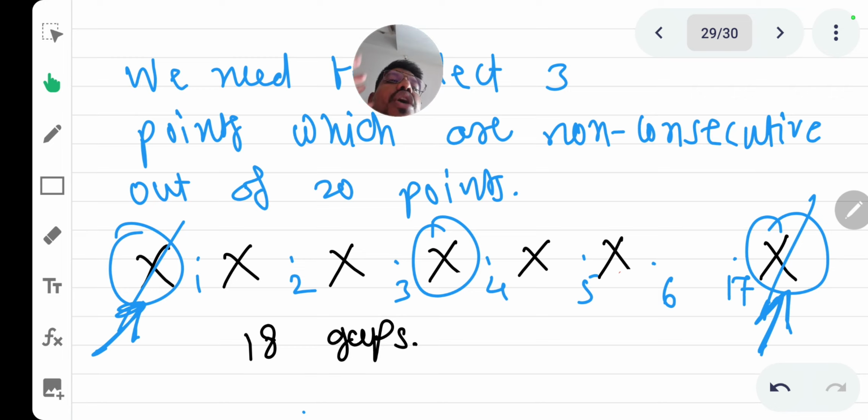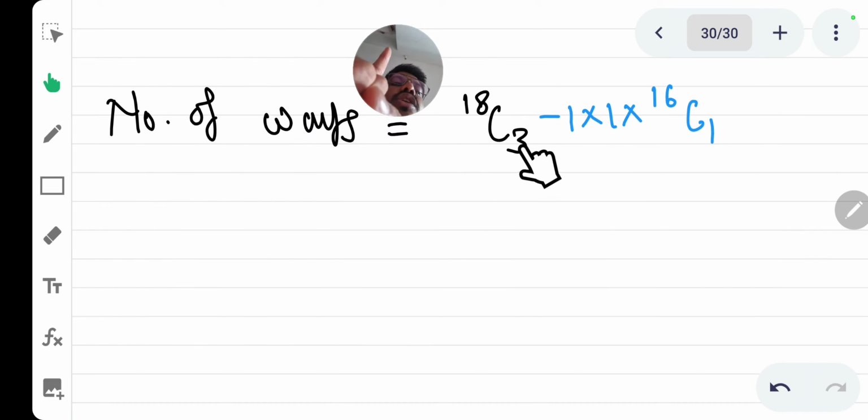Okay, so that is a wrong combination. So this gap and this gap can be selected in one way, and from the remaining 16 gaps I will need to select one more gap, because in total we were selecting 3 gaps. So this is total and this is wrong. So total minus wrong is right. So that is the number of ways for the question.